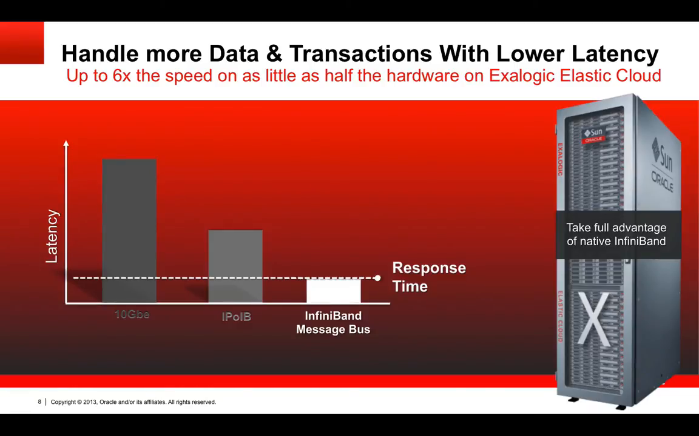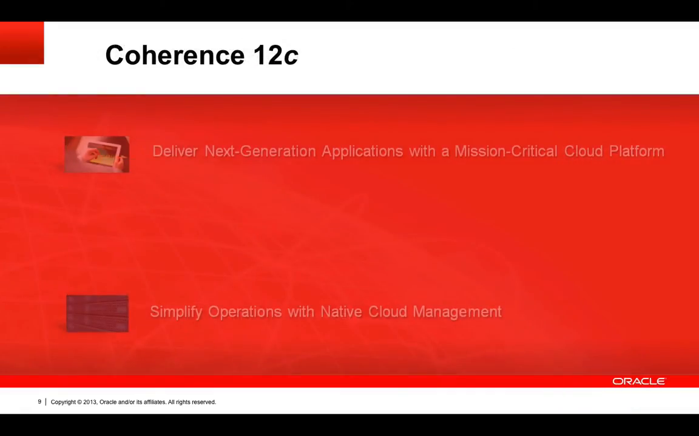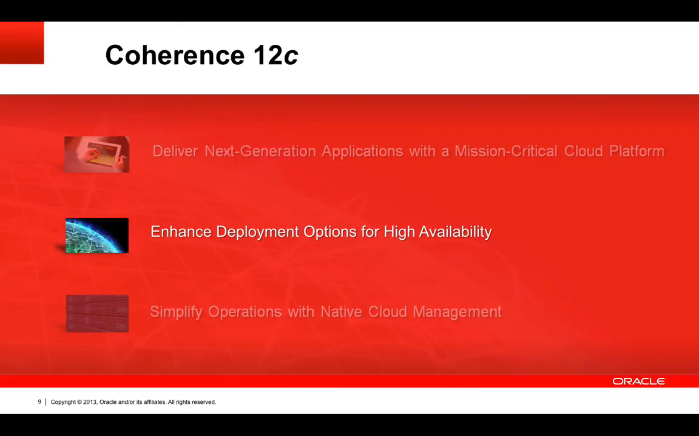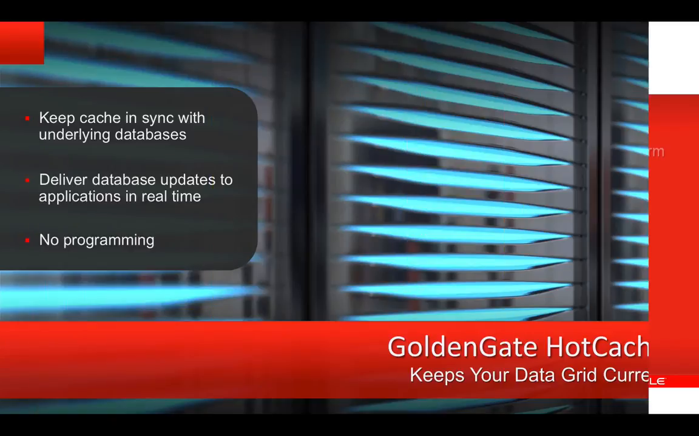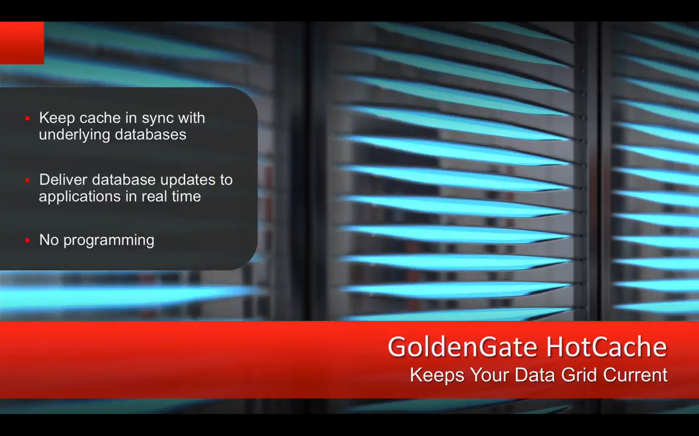The second theme I would like to talk about is enhanced deployment options for high availability. Of course, since customers are demanding more of a real-time experience, any outages will impact that customer experience. And what we're doing in Coherence 12c is providing much more flexible ways of keeping your data current and protecting you against any kind of outages within your infrastructure. So the first feature that's pretty unique to Coherence is something that we call GoldenGate HotCache.